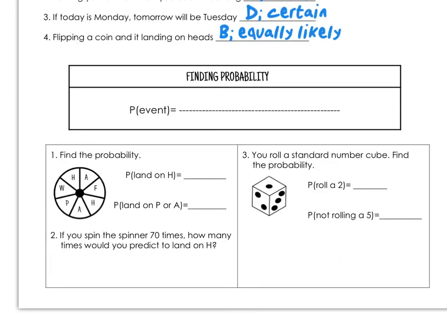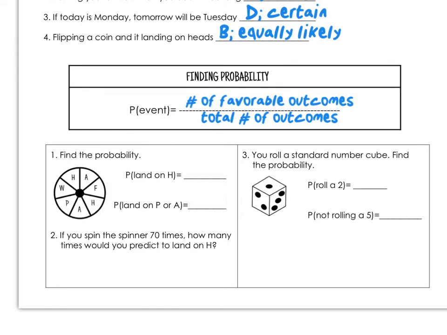For the next part, we're going to be looking for the actual probability of an event. In this box here, it says a capital P and then in parentheses, event. That's how probability is written. The P stands for the probability, and inside the parentheses you'll put in what event you're looking for. So this is the probability of an event happening.